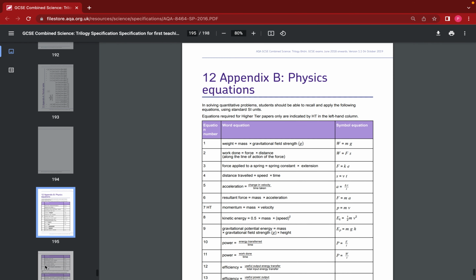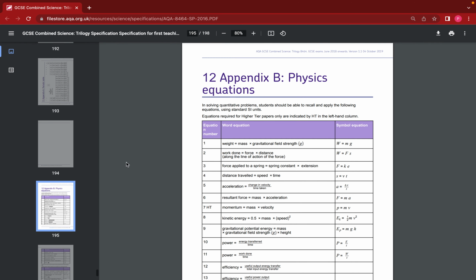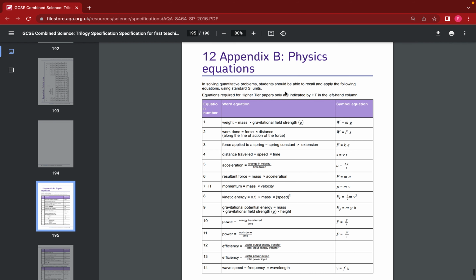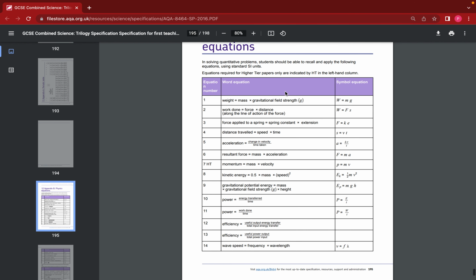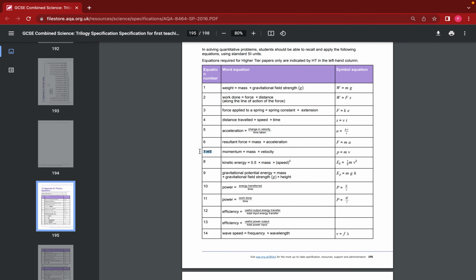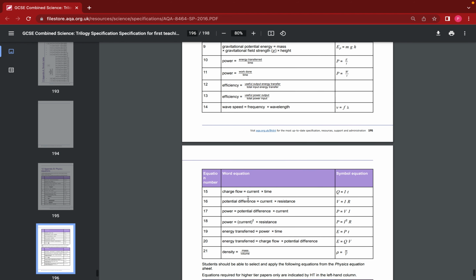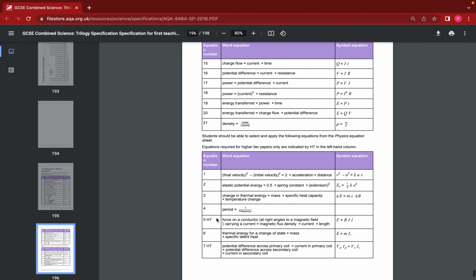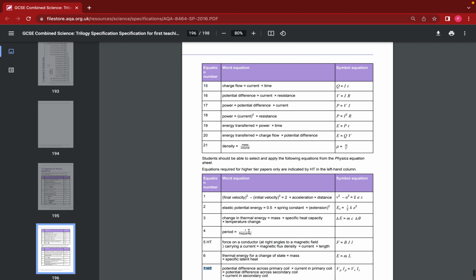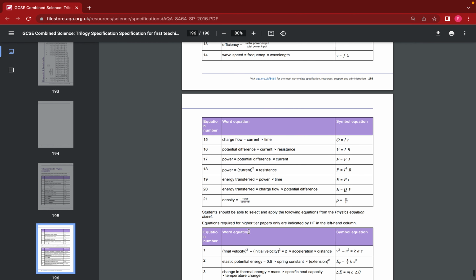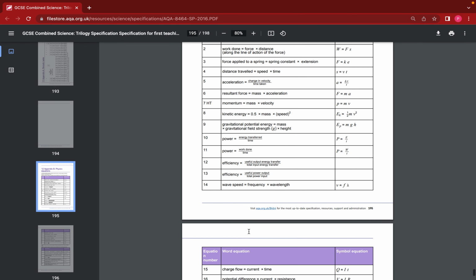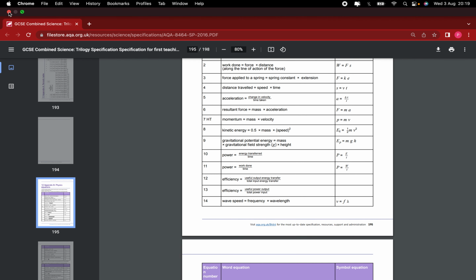And then we can move that back and have a look at the equations now as well. So the appendix here on page 195 of the specification has the physics equations that you need to be aware of. You'll see that here, for instance, we've got equation number 7. It's got HT, which is only required for higher tier, and we can see here with these equations at the end, again higher tier, and higher tier for these ones here. All right, so those are the equations that you need to familiarise yourself with. That's where they're found, and that should provide you with a good source in which to do that.